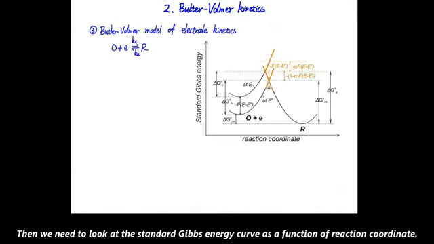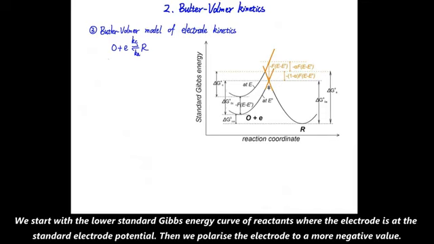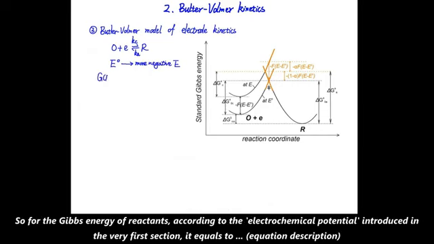Then we need to look at the standard Gibbs energy curve as a function of reaction coordinate. We start with the lower standard Gibbs energy curve of reactants, where the electrode is at the standard electrode potential, and then we polarize the electrode to a more negative value. So for the Gibbs energy of reactants, according to the electrochemical potential introduced in the very first section, it equals zF(phi_S minus phi_M) plus mu_O plus mu_e.